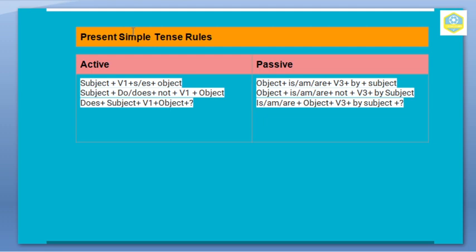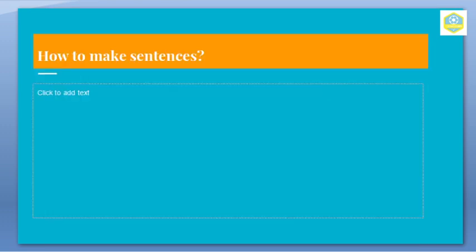Let's see the present simple tense rules. Active voice: subject, verb, with s and es used with he, she, it singular, and object. For example, let's make a sentence.